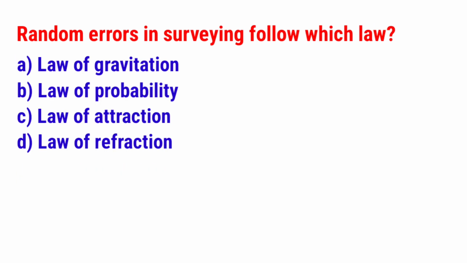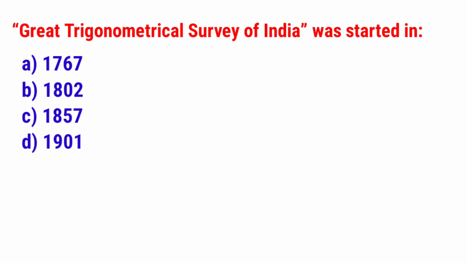Next question. Random errors in surveying follow which law? The answer is option B, law of probability. Next question. Great Trigonometrical Survey of India was started in? The answer is option B, 1802.